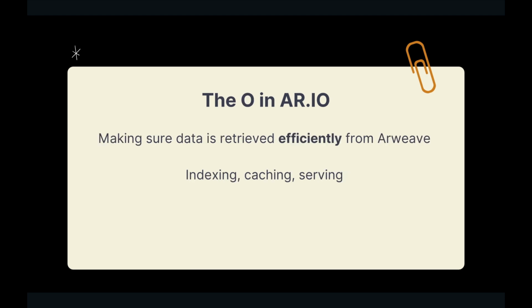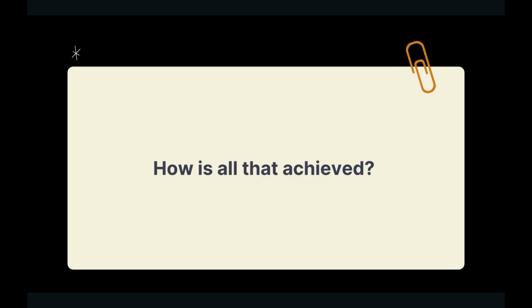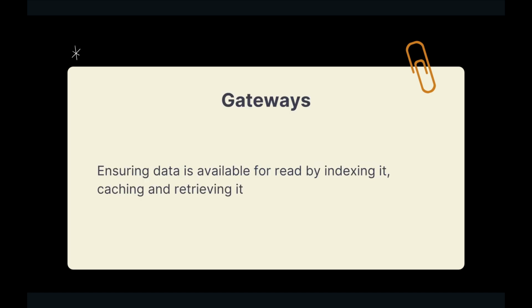So the second part is the O from the input output. This is where the RIO network is making sure that data is retrieved efficiently from Archive. Because as we said earlier, the base layer has no incentives for retrieving data. It only has incentives for storing data permanently and having that data replicated. And so, you might have this question, how is all of this achieved? Let's look at one concept, which is gateways.